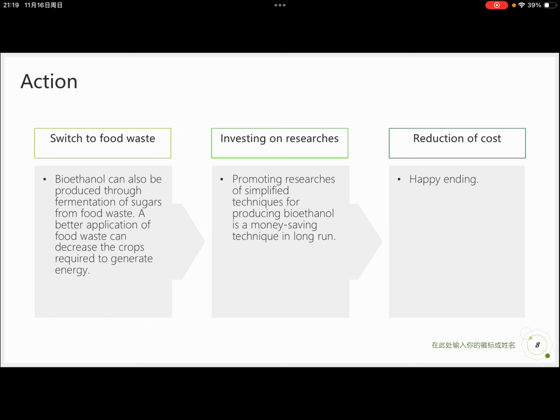To decrease the cost of the biomass needed to produce bioethanol, and also to decrease the cost of expensive technologies, my plan is to switch those crops need to food waste, as bioethanol can also be produced through fermentation of sugar from food waste. A better application of those can decrease the crops required to generate energy, thus reduce the cost as all. Also, promoting researchers of simplified technologies for producing bioethanol is a money-saving technique in the long run.